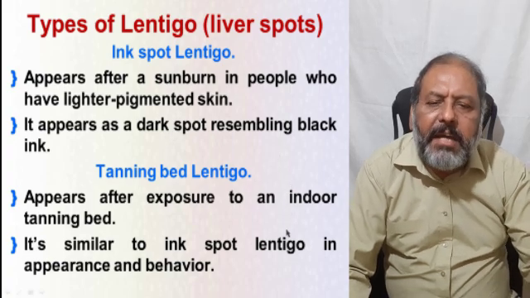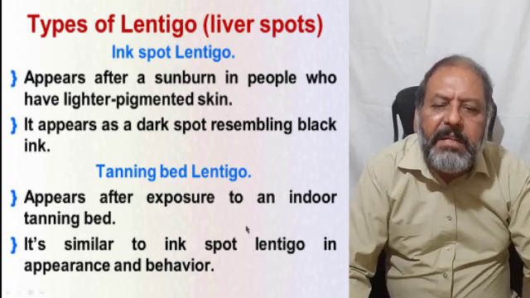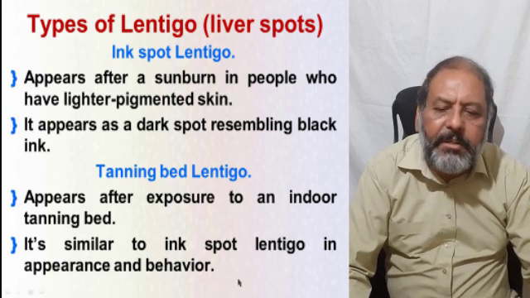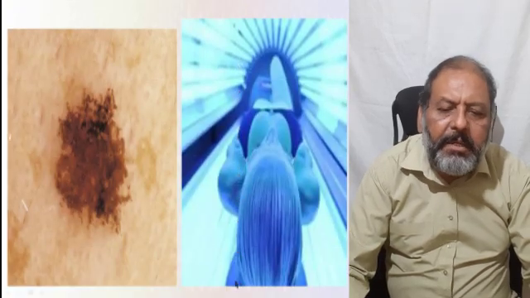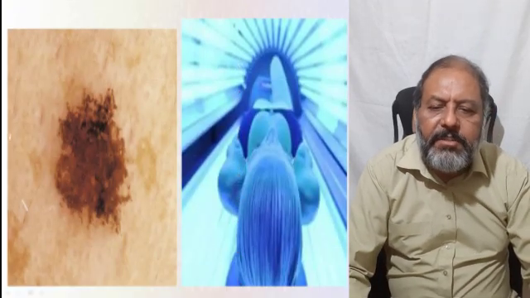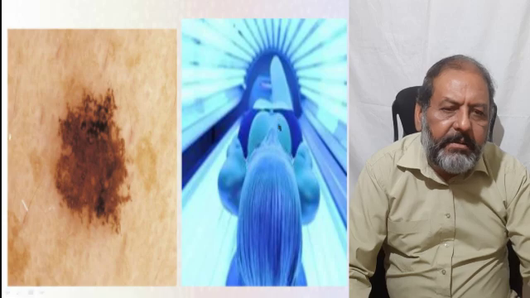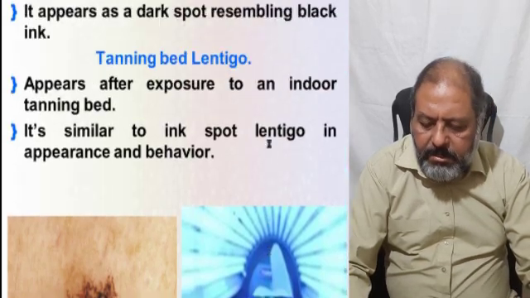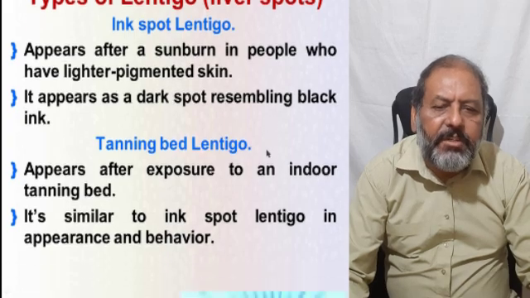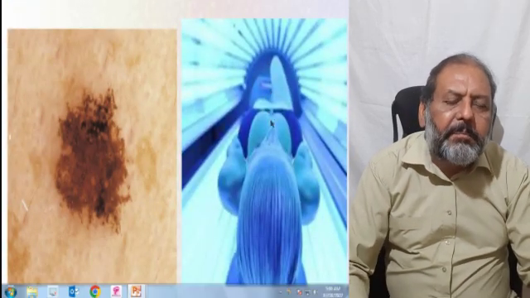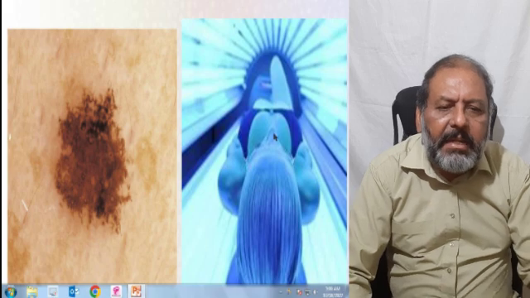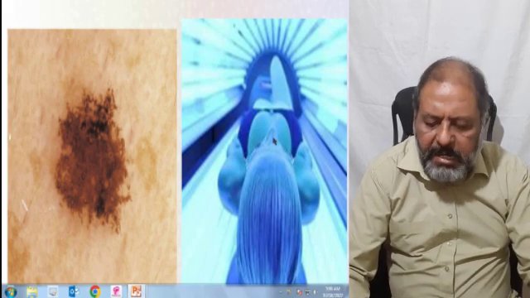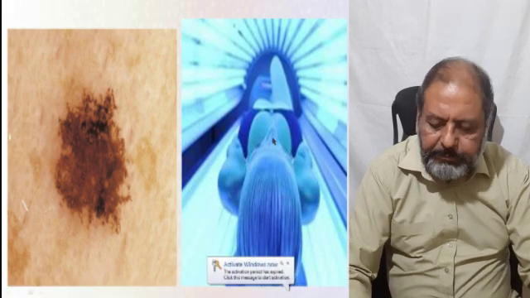Then the other type is tanning bed lentigo, which appears after exposure to an indoor tanning bed. It is similar to ink spot lentigo in appearance and behavior. So here one can see the ink spot, and there that is due to radiation, and as one can say, because the patient is lying on the tanning bed, that also caused lentigo to appear on his body after using this tanning bed.